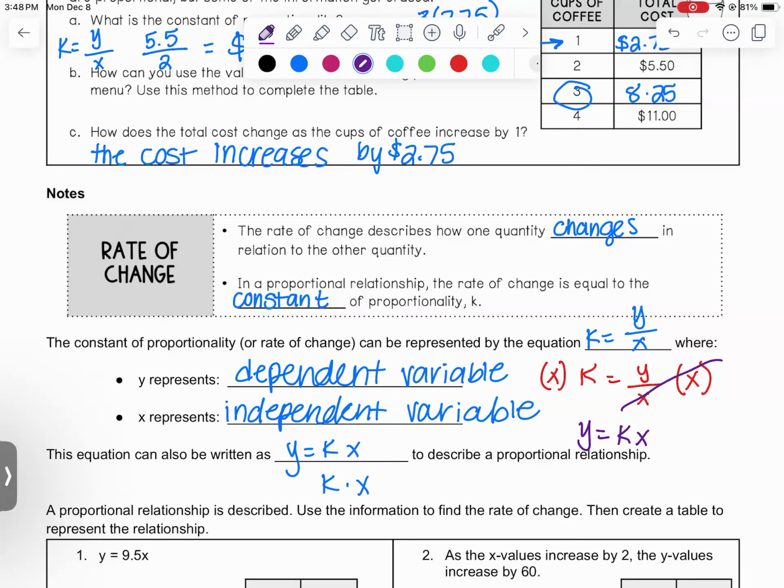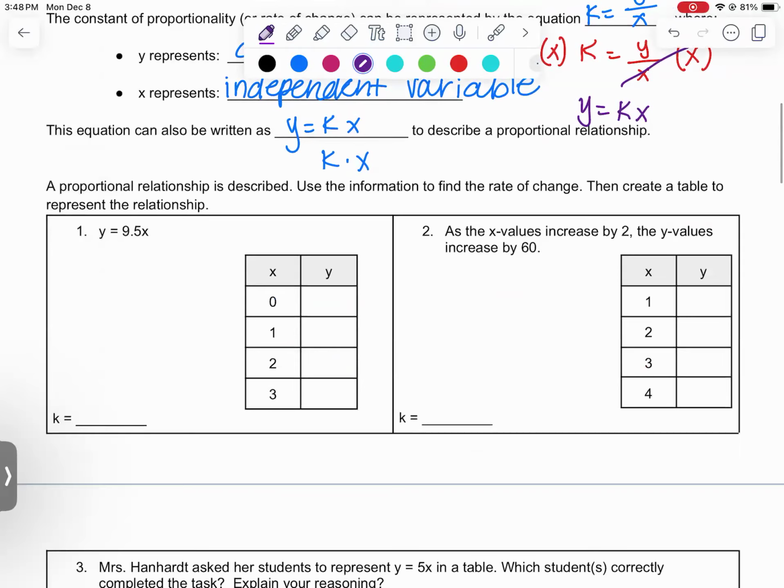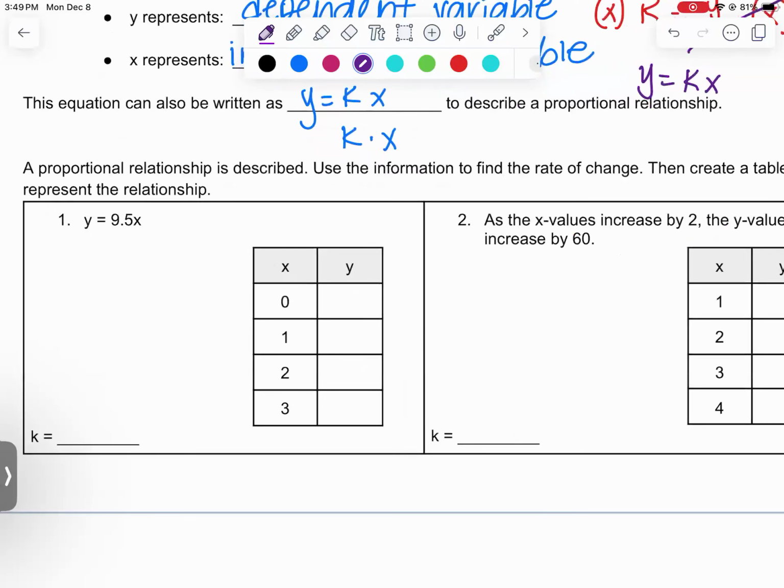Looking ahead, a proportional relationship is described below. We're using the information to find the rate of change, and then we are creating a table to represent the relationship. So here I have y equals 9.5x. So what we're going to do is plug in our x's into the equation to find our y's. If I have 0, I would do 9.5 times 0. Well, anything times 0 is 0. So there, my first y is 0.